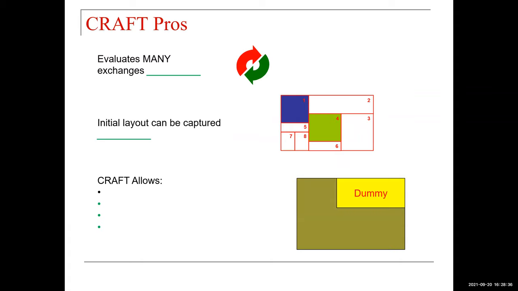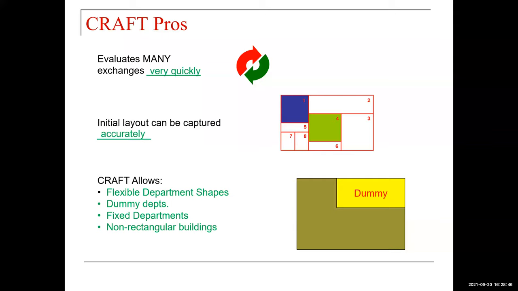Okay, so what are the pros of CRAFT? Evaluate many exchanges very quickly. Initial layout can be captured accurately. And CRAFT allows for flexible department shapes, dummy departments, meaning that you can block an area of the layout that you don't want to consider, fixed departments, and non-rectangular buildings.